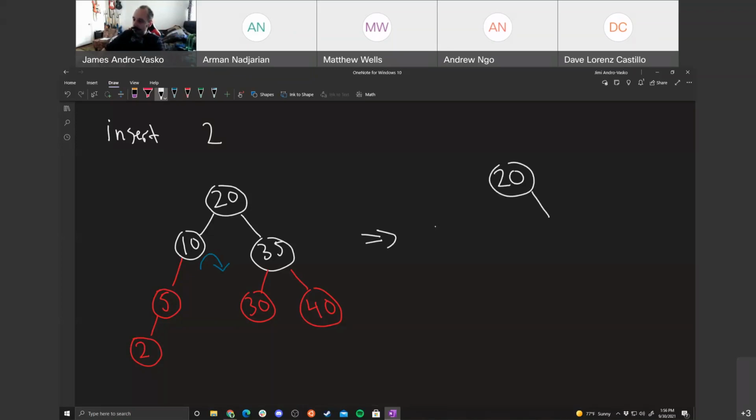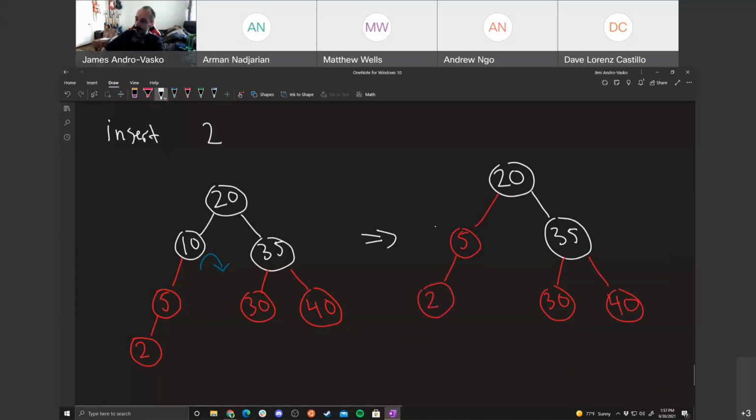20 over here, 35, 40. And then we rotate. So then 5 is going to get lifted above. And the 2 will fall below, which was already there. And 10 falls below. After we do that, we simply just have to recolor.